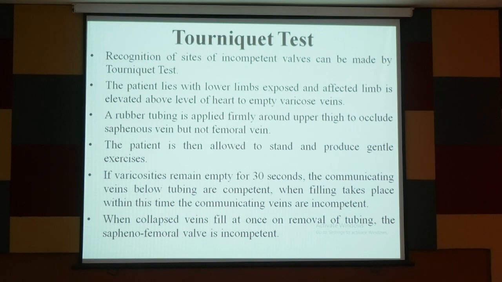Tourniquet test: recognition of sites of incompetent valves can be made by the tourniquet test. The patient lies with the lower limb exposed, and the affected limb is elevated above the level of the heart to empty the varicose veins. That means the patient is lying down, and you ask them to lift the leg up completely. Then the veins drain.